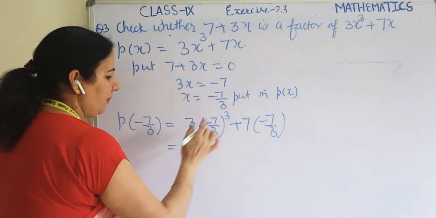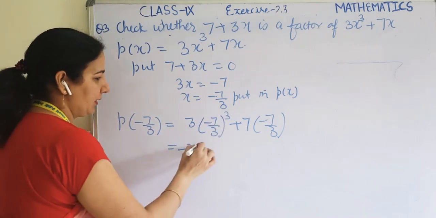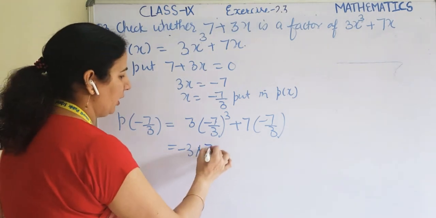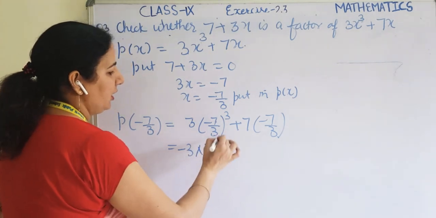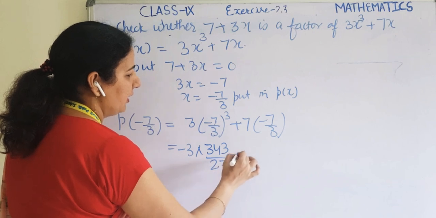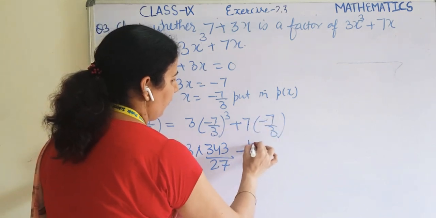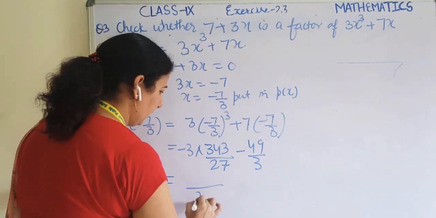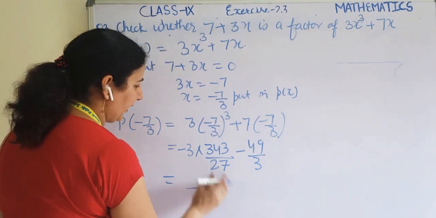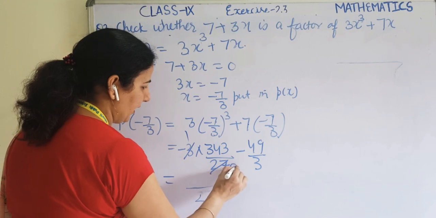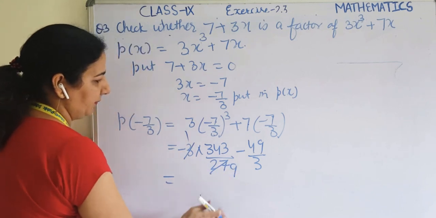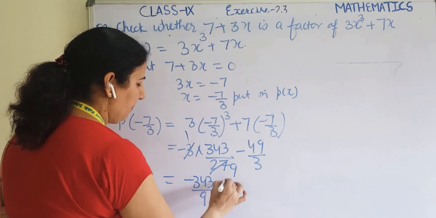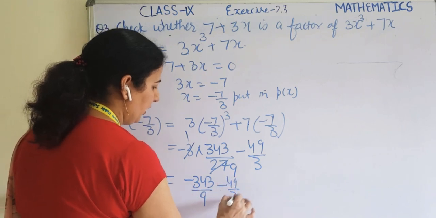Minus cube means answer will be of minus. 7 cube is 7 7s are 49. 49 7s are 343. Upon 3 3s are 9. 9 3s are 27. 7 7s are 49 upon 3. So we can cancel them. 3 1s are 3. 3 9s are 27. Fine. So it is minus 343 upon 9 minus 49 upon 3.